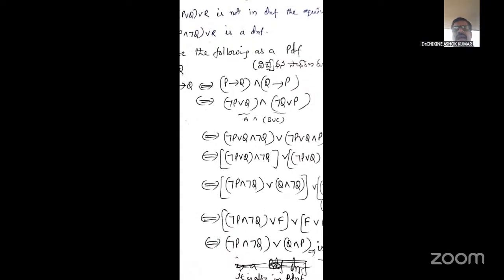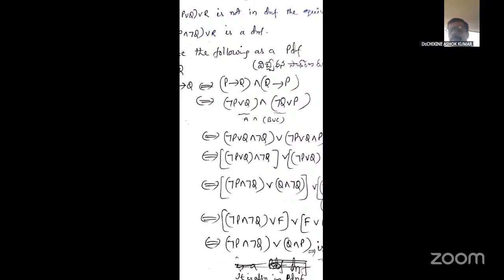Still, it is not in a DNF formula. We need to convert this as a sum of products. So again, I am going to apply the distributive property to negation P union Q intersection negation Q union P. What is the distributive law here?